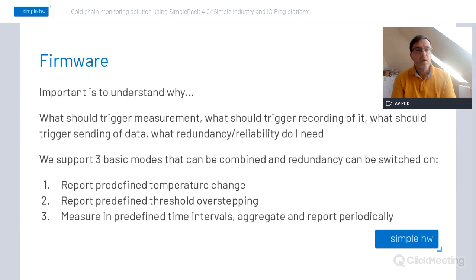We have quite a few options in the firmware for how to measure the temperature, but the main three concepts are reporting on temperature change, reporting on threshold overstepping, and reporting in predefined time intervals. So those are the three major ones. It's very important to understand that they can be combined together. For instance, you can report the temperature each hour, but if a threshold is stepped over, you don't need to wait for the whole hour, but you can report the temperature overshoot immediately. So that's very important to understand.